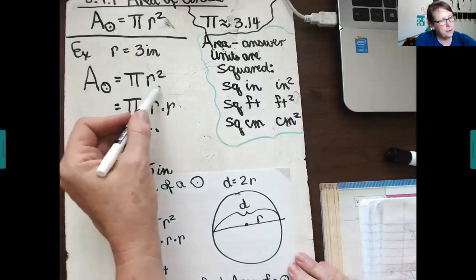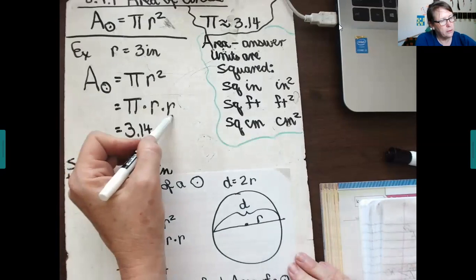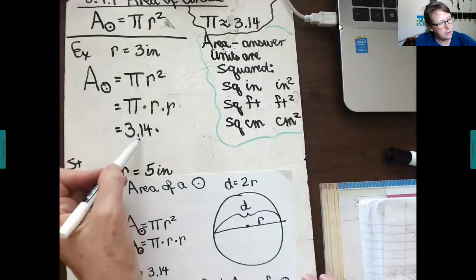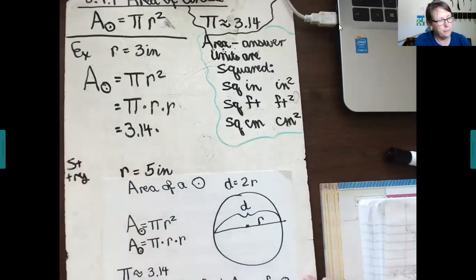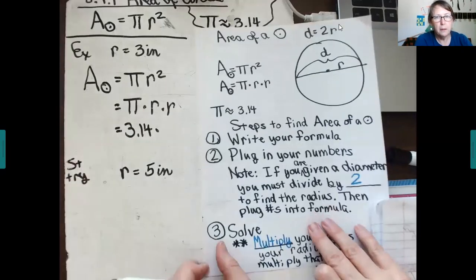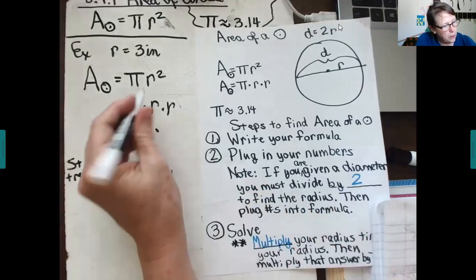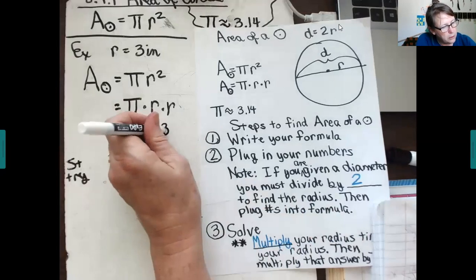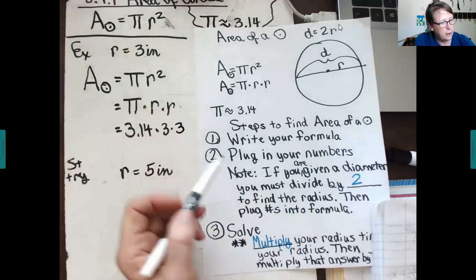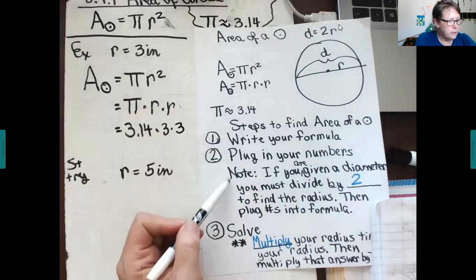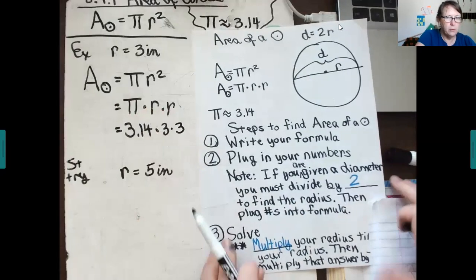Here's the formula, and here's the formula broken out. And this is where I stop. 3.14, I substituted in on the second step. Plug in your numbers. Okay, so I'm plugging in the numbers: 3.14 times 3 times 3. And I started with the radius, so I don't have to take care of this note step, which is good.